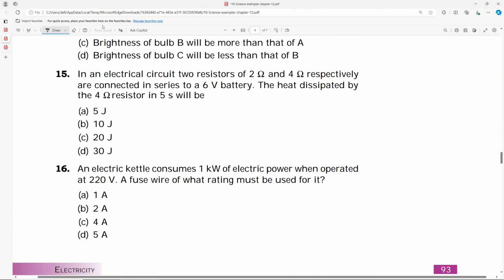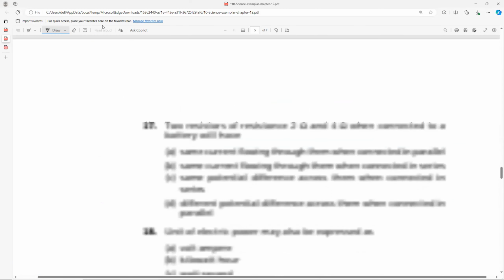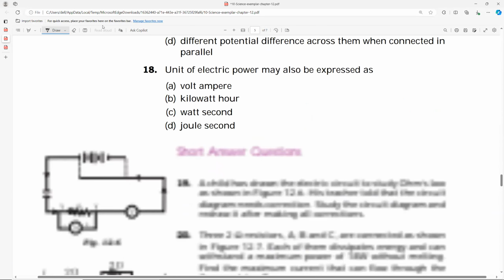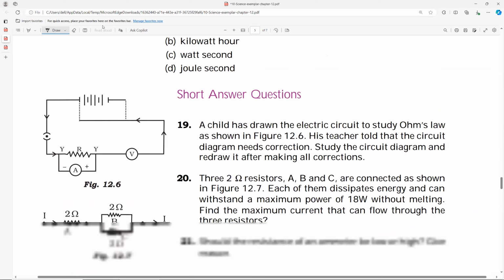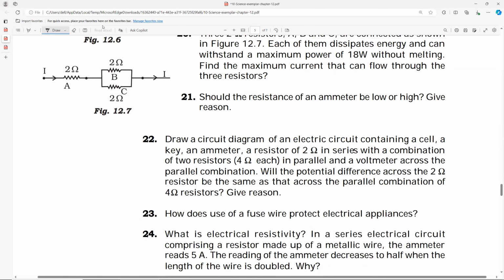Okay. Do this question. Just a minute. Those are the questions I have given you from the NCERT examples. Let me check how many questions I have given you. Just a minute. NCERT examples 21, 22, 23, 24.